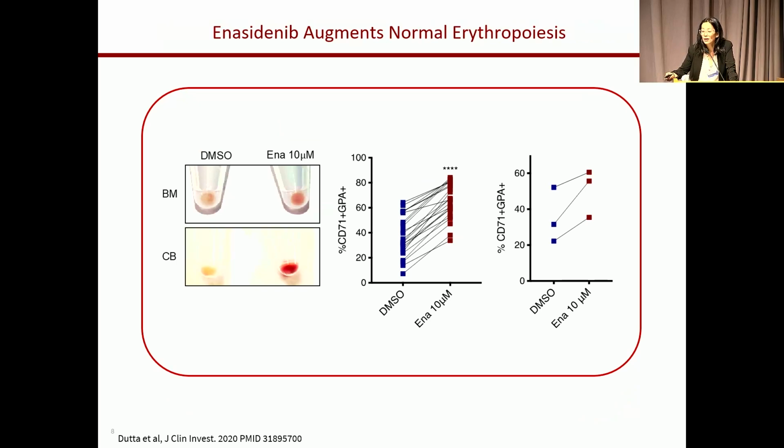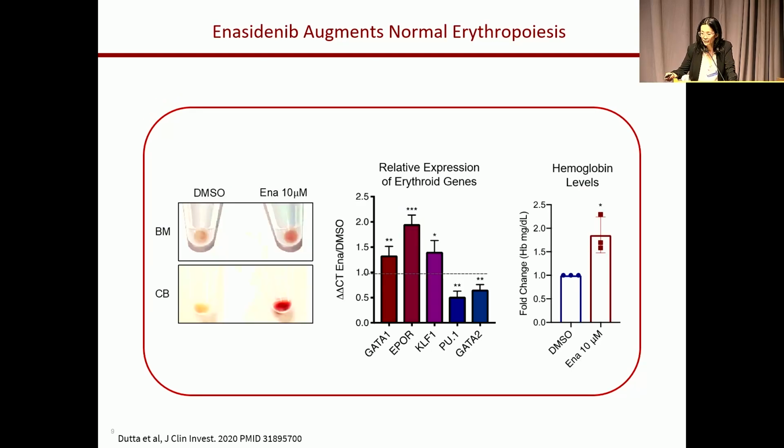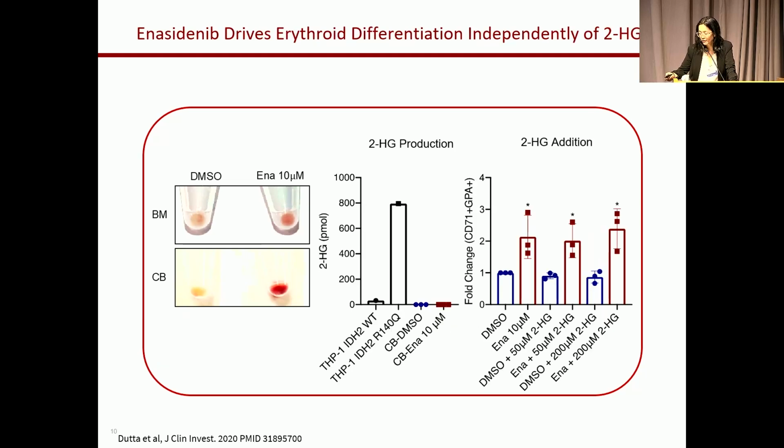We did the same thing on the right-hand side using human adult bone marrow enriched CD34 positive cells, also differentiating them in vitro, and saw similar effects in increased erythropoiesis. In looking at the mechanism, we saw that this increased erythropoiesis was associated with an increase in hemoglobin levels intracellularly, and it correlated with the increase of erythroid transcription factors, GATA1, EPO receptor, and KLF1 during erythroid differentiation.